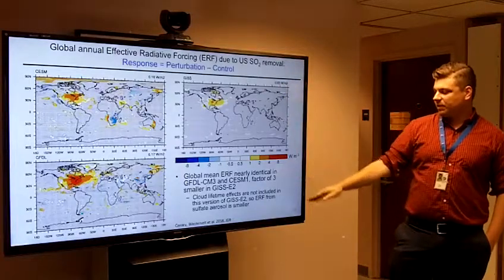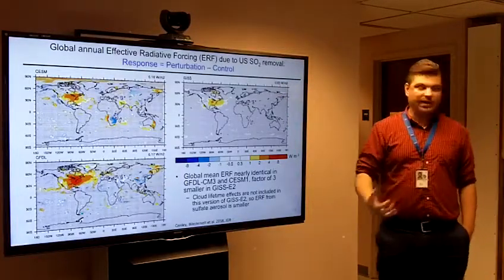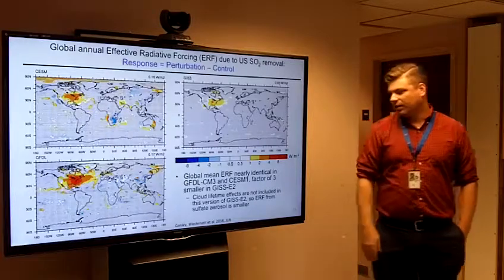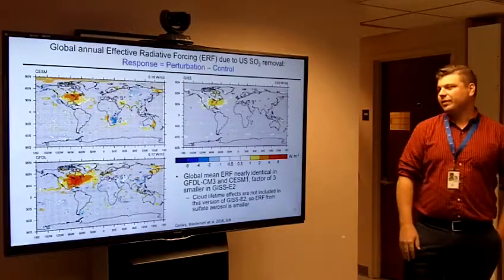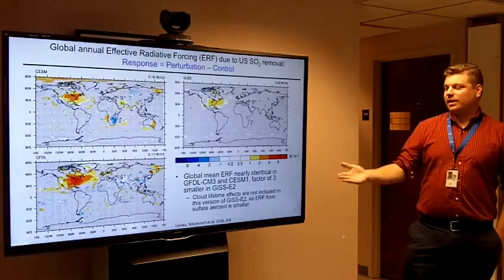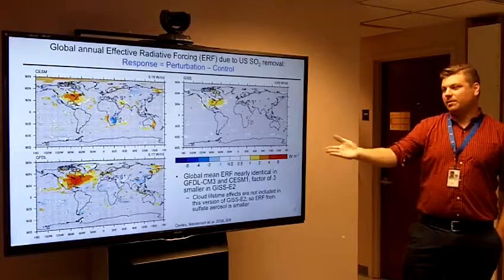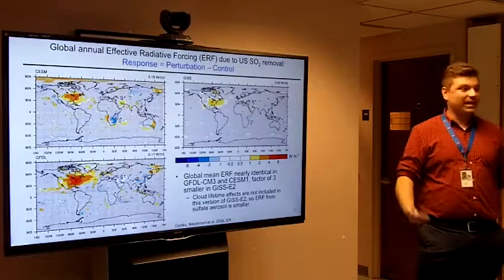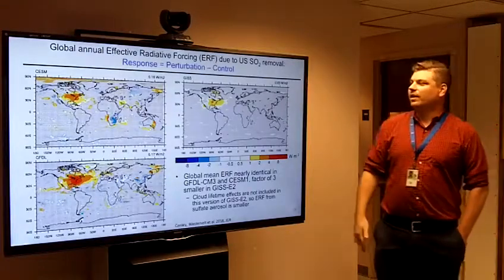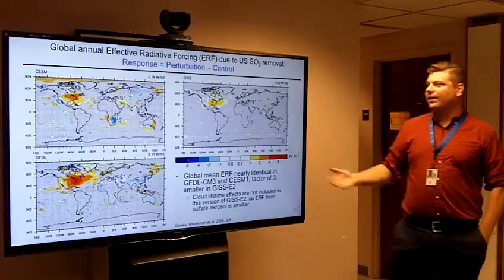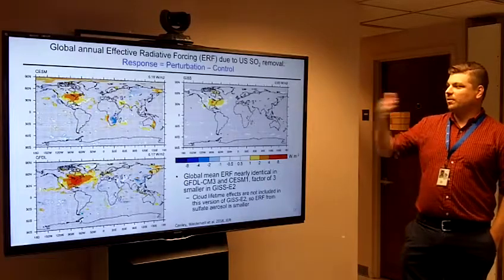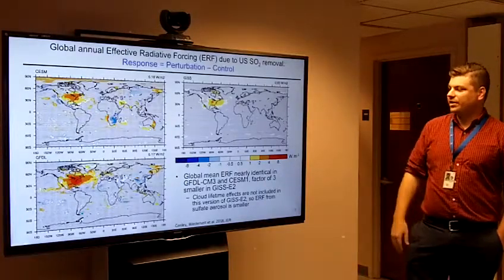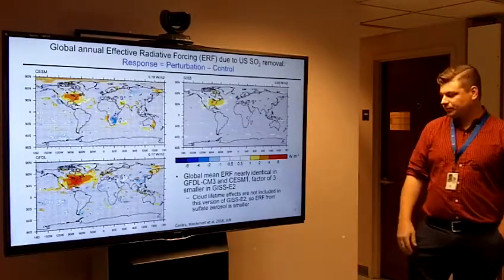This is mostly because, we think, the cloud lifetime effects are not included in this version. Cloud lifetime effects, especially in the GFDL model, we've found to be pretty high. It contributes a lot to the overall radiative forcing. And so the GISS model not having that seems to lower its total effective radiative forcing from removal of SO2.